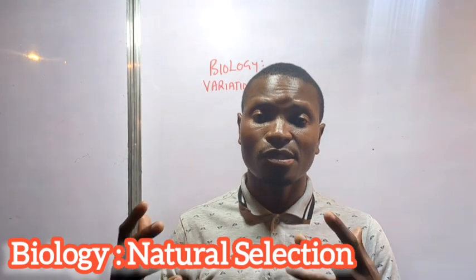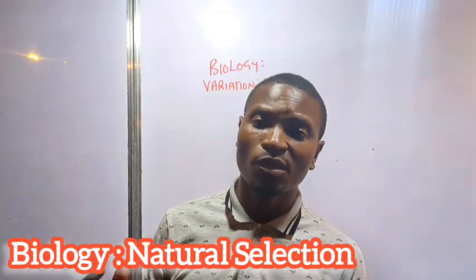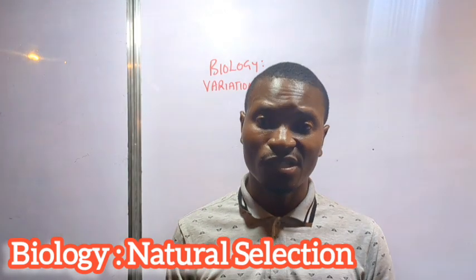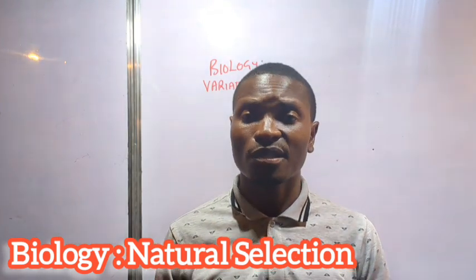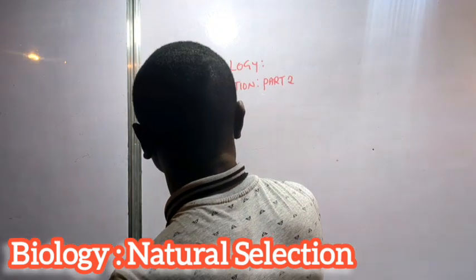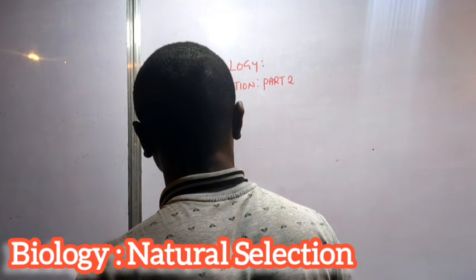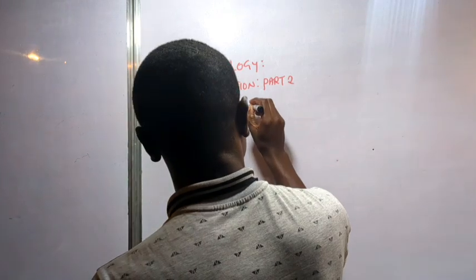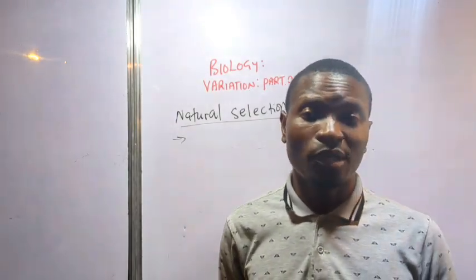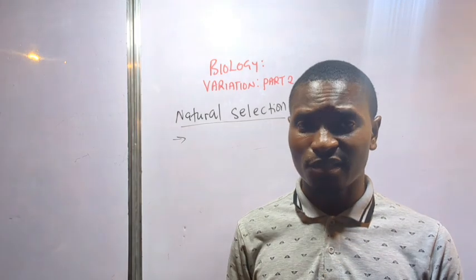Now, to continue from that part, we are going to look at what are called adaptive features, or rather what we can normally understand about variation, which leads into what is called natural selection that happens in the natural world. Now, we must be able to understand what natural selection is.